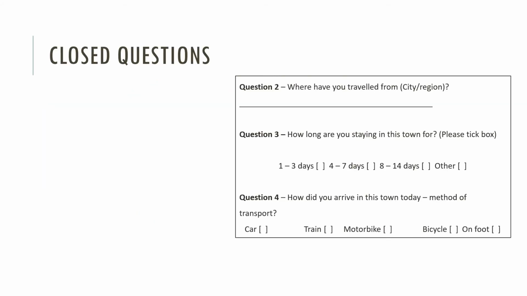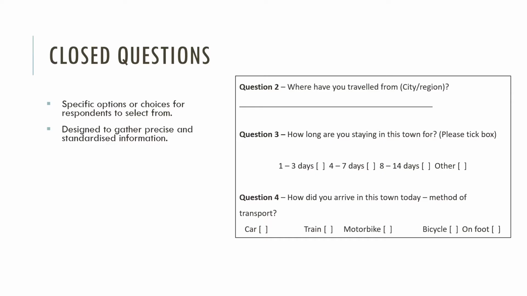Closed questions are examples that you can see here. They are specific options or choices for respondents to select from, or they could even just be simple, where have you travelled from, city, region, write that down. They're designed to gather precise and standardised information. So, how have you arrived in this town today, method of transport, car, that is precise information. I want to know the number of cars that people used.